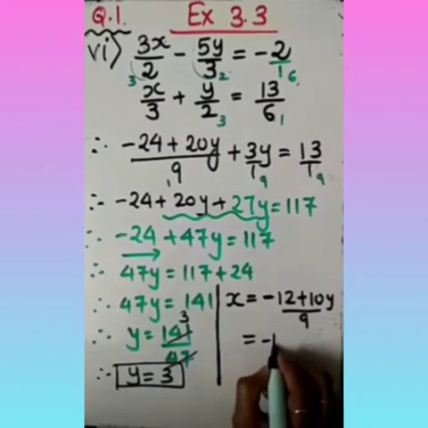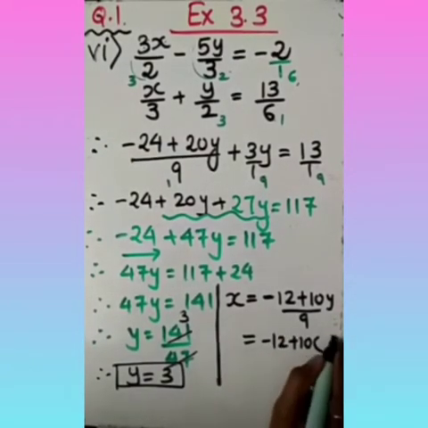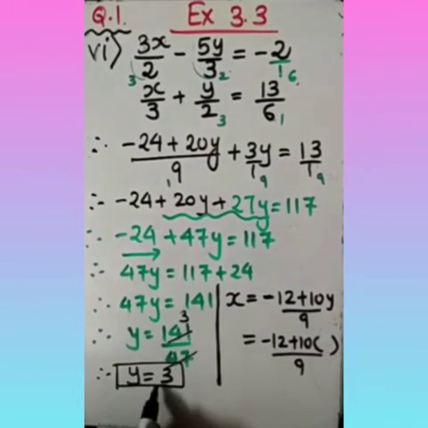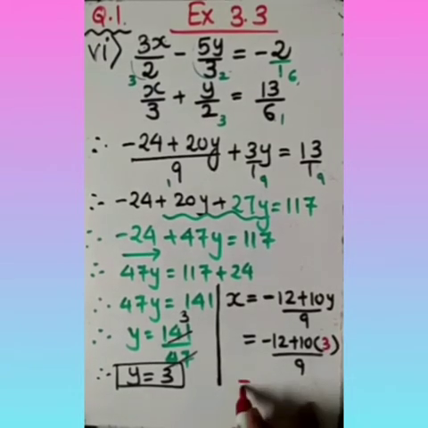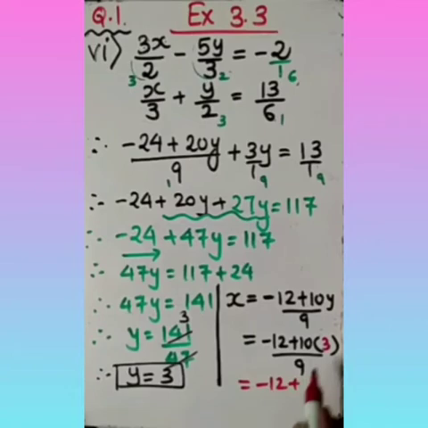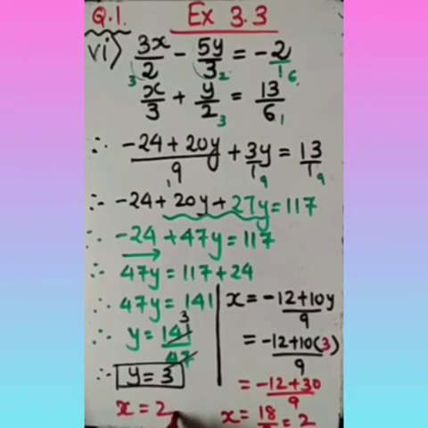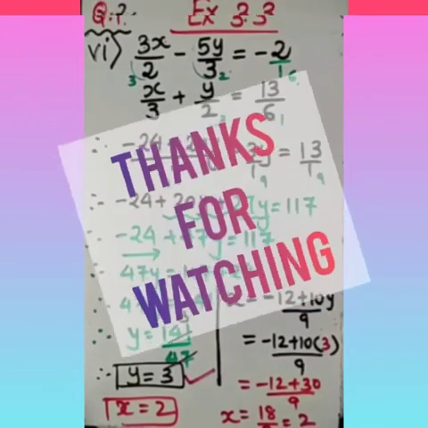Now, in this, I am putting the value of y. What we got the value of y? That is 3. So, I am writing the value of 3. So, minus 12, then 3 9s are 30 upon 9. 30 minus 12 gives the result 18. 18 divided by 9 gives the result 2. So, the value of x equal to 2 and y equal to 3 is with us. This is the complete solution.